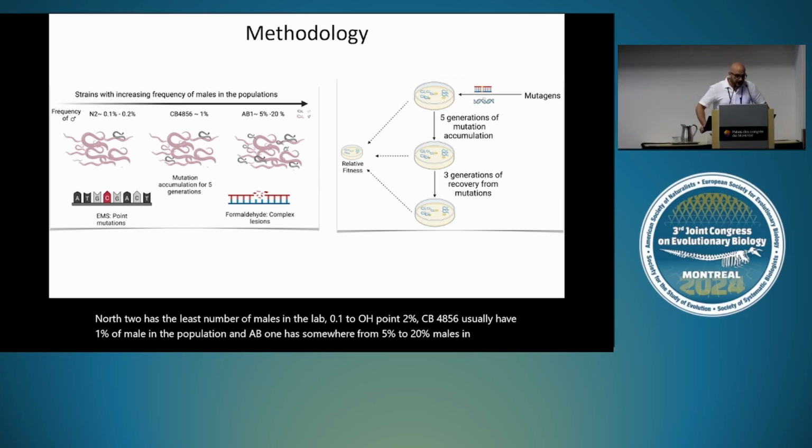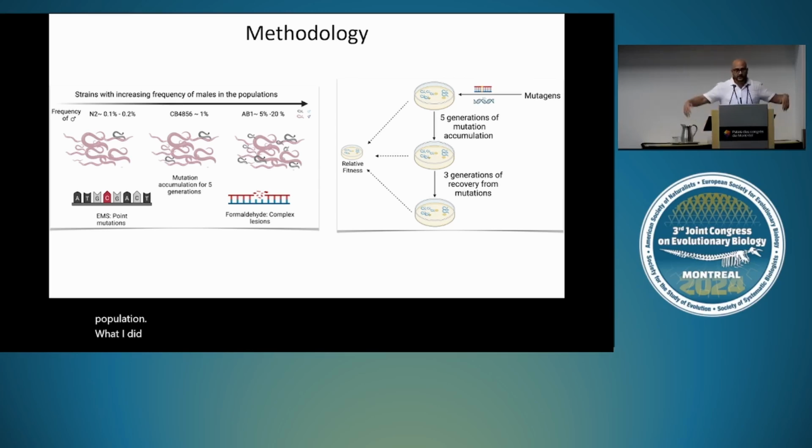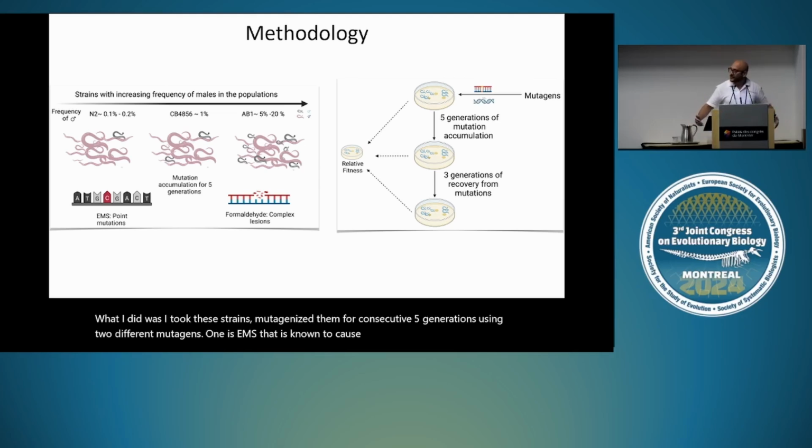What I did was I took these strains and mutagenized them for 5 consecutive generations using 2 different mutagens. One is EMS, that is known to cause point mutations. The other one is formaldehyde, that is known to cause complex lesions in the genome. After that, I allowed them to recover from these mutations for 3 consecutive generations.